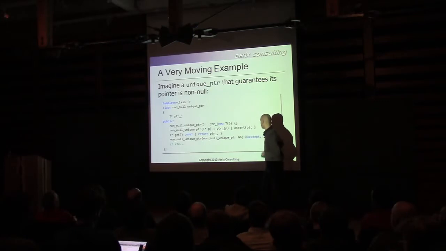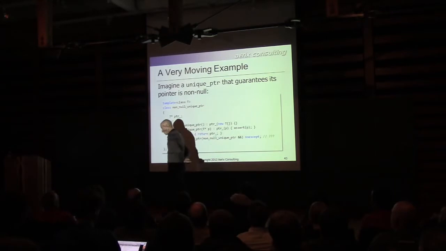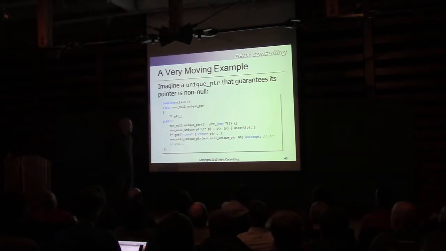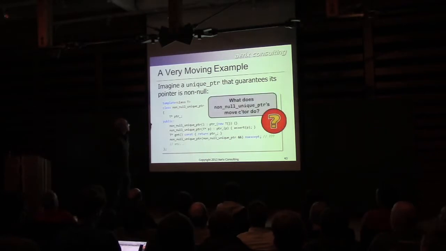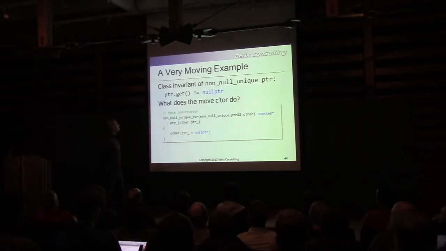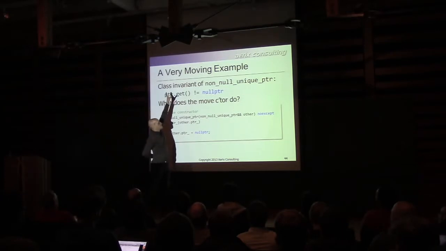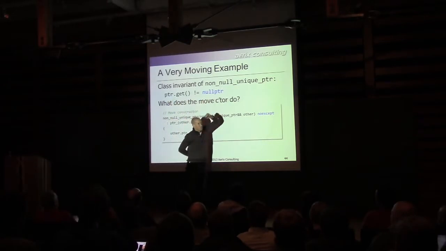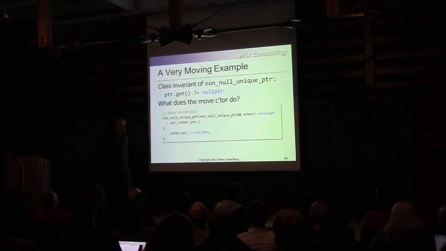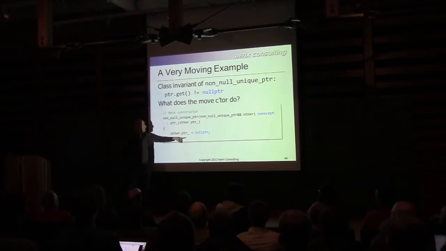And now comes time to implement the move constructor, because it's a unique putter and it should be movable, because otherwise, what's the point? So how does that work? What does the move constructor do? Let's rephrase: the name of the class is non-null unique putter, so it should be obvious that this is the class invariant: putter.get is not equal to null putter. Here's a move constructor where I steal the guts. Oops, I set the other putter to null putter. Is that okay?